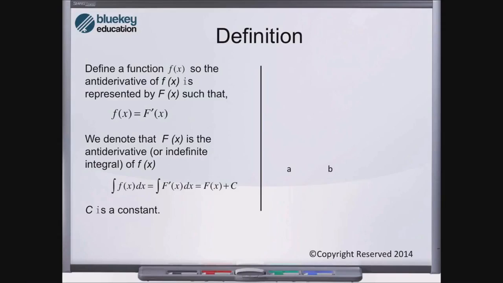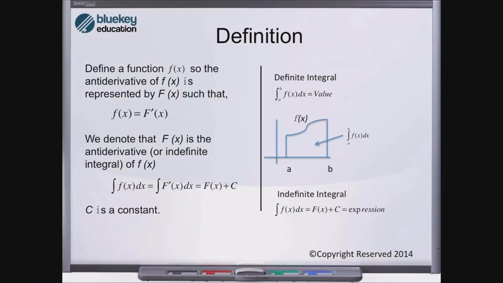Antiderivative sometimes can be referred to as indefinite integral. So what's the difference between definite integral and indefinite integral? Previously, we summarized that definite integral can be demonstrated using the graph, finding the area bounded below the function f(x) in the range from a to b. It will return you a value. However, indefinite integral is only an expression in terms of the variable in your integral sign. In this case, it is x.